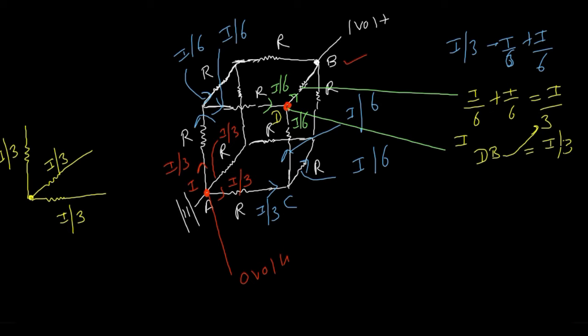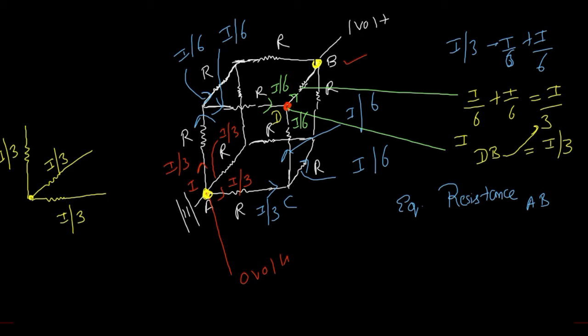I hope this is clear in your mind. So far, so good. Now, what is our ultimate goal? Our ultimate goal is to find the equivalent resistance between point A and B. So we want to find out the equivalent resistance between point A and B.